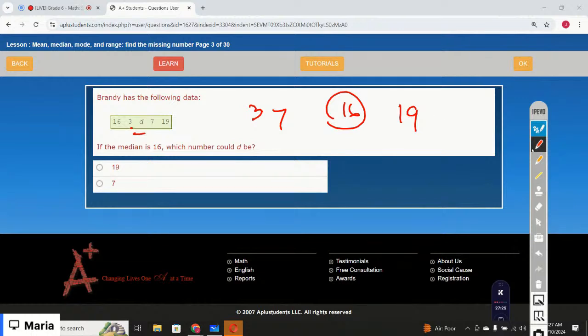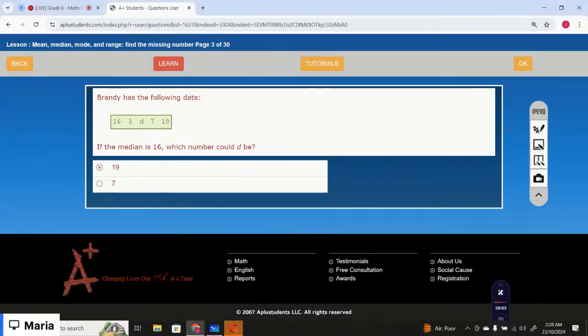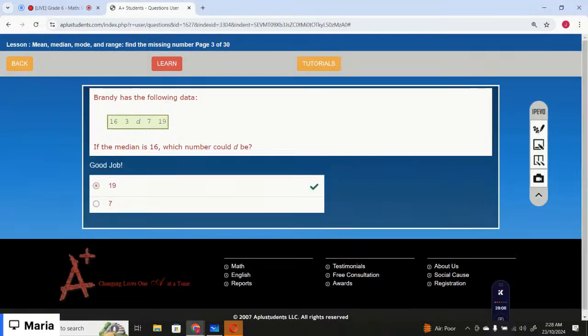D must be greater than 16, right? So just look at the options, 19 and 7. Which number is greater than 16? That means the correct option is 19. You have 7 only. So after the 16, you must have the numbers that are greater than 16. So the correct option is 19. Option number 1 is the correct option.